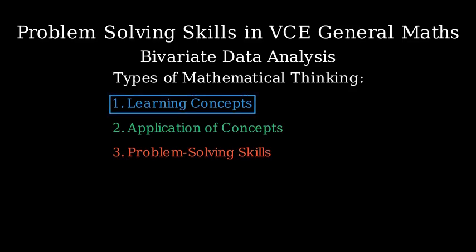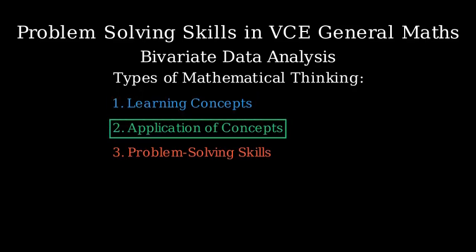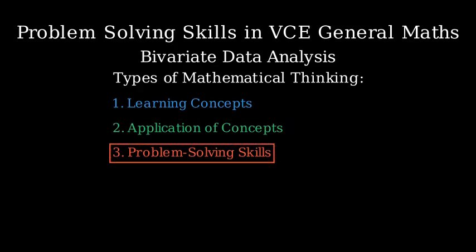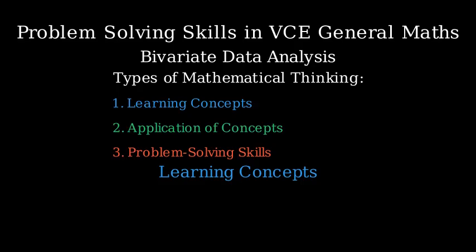First, we have learning concepts, which is about understanding definitions and theory. Second, we have application of concepts, which involves using formulas and procedures in routine ways. And third, we have problem-solving skills, which requires analyzing situations, making decisions, and applying knowledge in non-routine contexts. Let's explore each type in the context of bivariate data.